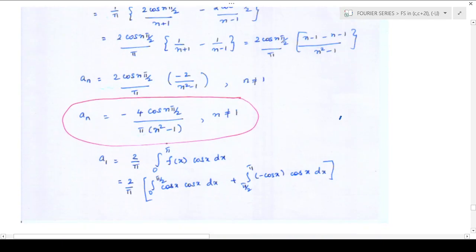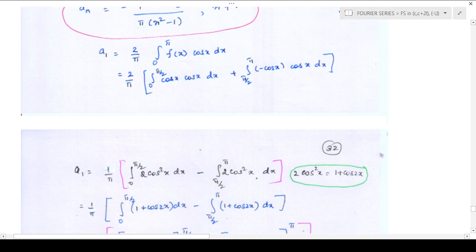Again, you are splitting the 0 to pi as 0 to pi by 2 and pi by 2 to pi. Again, 0 to pi by 2 it is cos x. Pi by 2 to pi it is minus cos x, children. Take this 2 inside. It is 2 cos square x.